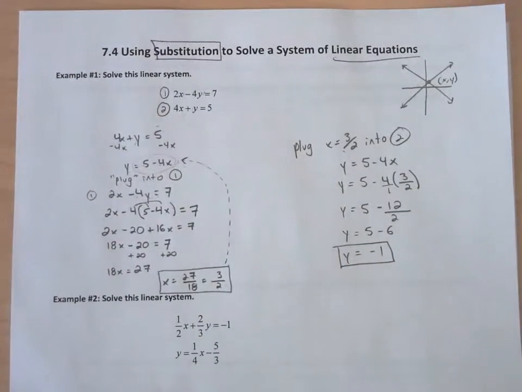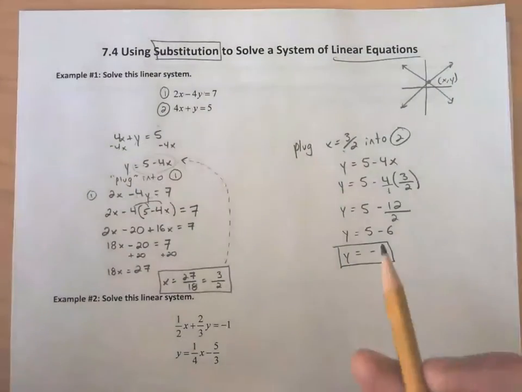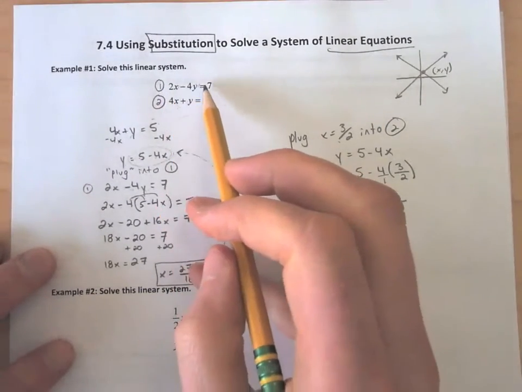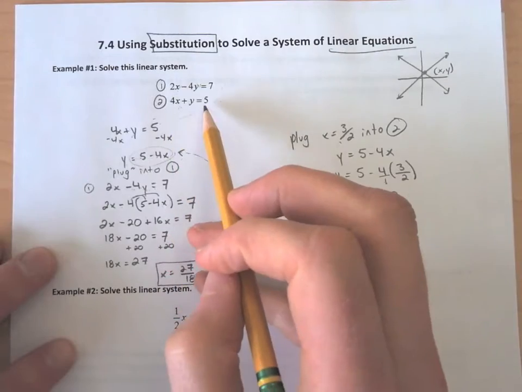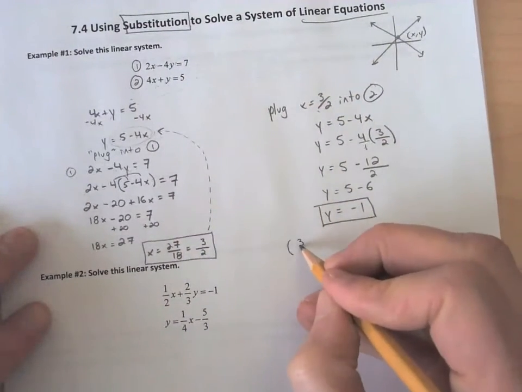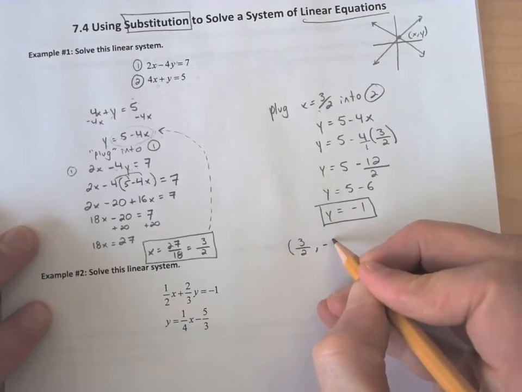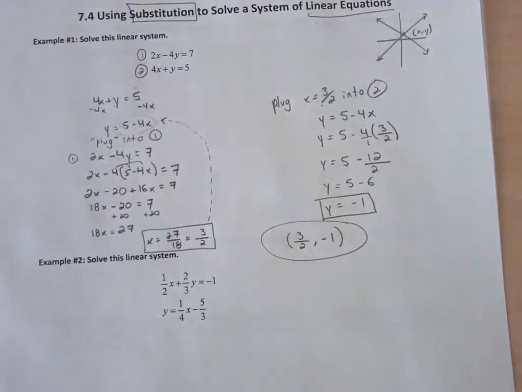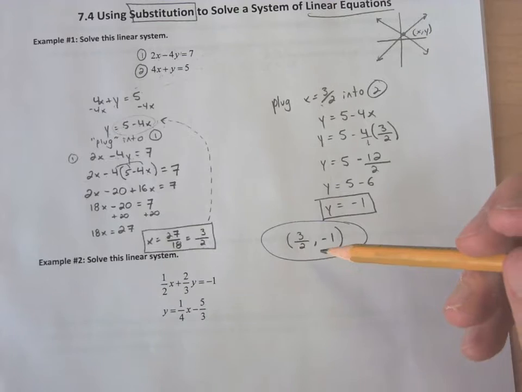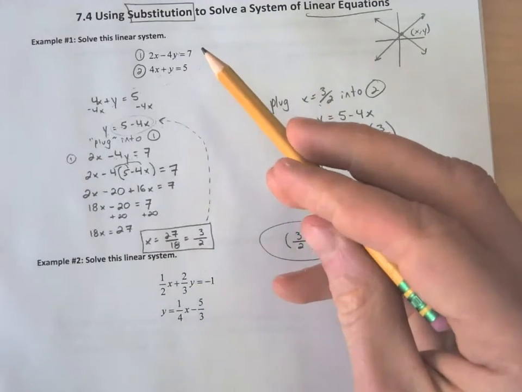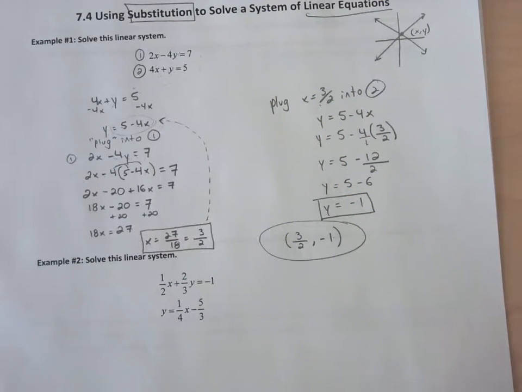So now we have that, and that's our solution. So we know that the point where the two lines cross, or the point that's going to work for both of these equations, is going to be 3 over 2, comma, negative 1. So that's my solution for this system. Those two equations, the only two numbers that will solve both of these equations will be 3 over 2 for x and negative 1 for the y.